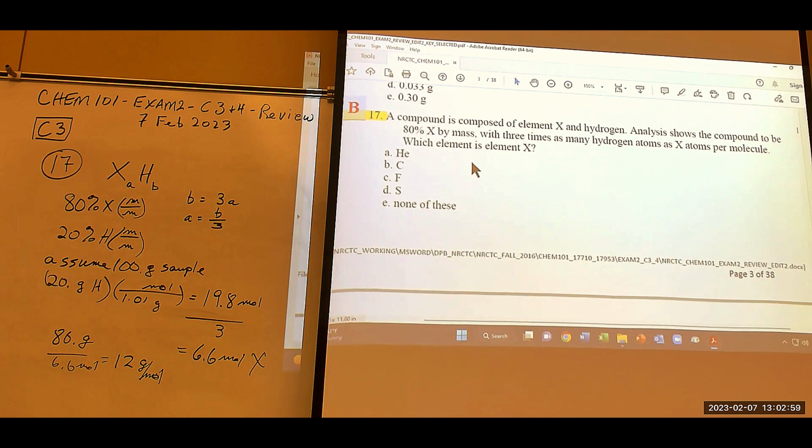Did I lose anybody? Does anybody want to admit that I lost it? So my focus at the beginning was find the molar mass, grams per mole. 12 grams per mole says it's carbon.